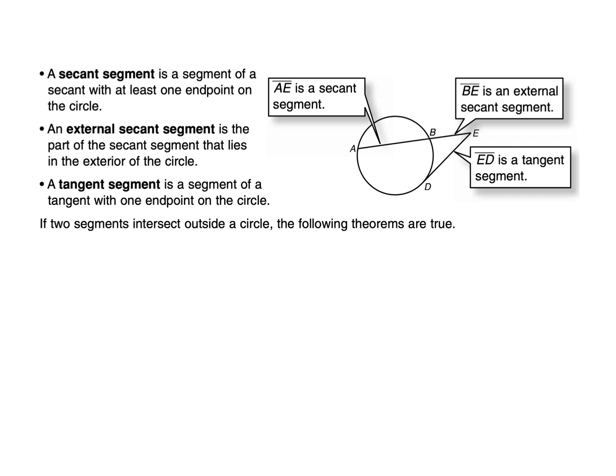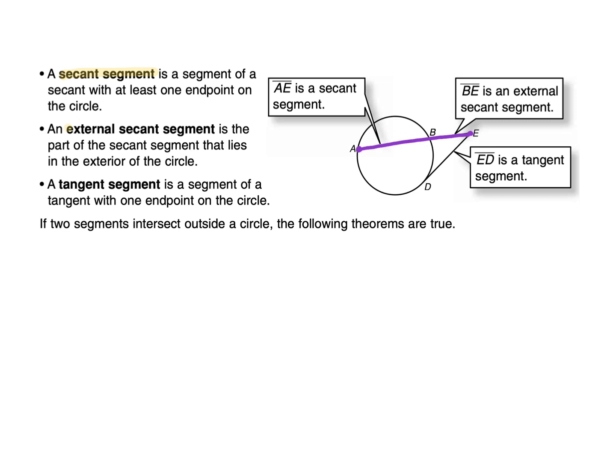Before we move on to the final two theorems of this section, we need to define a couple terms. First, you already heard the term secant segment. A secant segment is a segment with at least one endpoint on the circle. And a secant does need to intersect the circle twice. So you'll notice in here, the endpoint A is on the circle, endpoint E is not on the circle, and that segment intersects the circle at two places, making AE a secant segment.